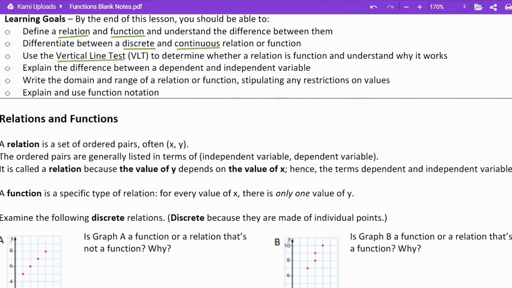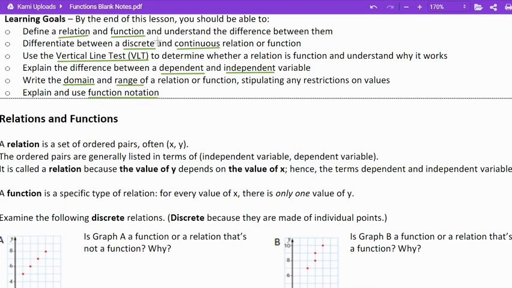Use the vertical line test to determine whether a relation is a function and understand why that works. Explain the difference between a dependent and independent variable. Write the domain and range of a relation or function, stipulating any restrictions on values. Stipulating means stating or writing down. Explain and use function notation.